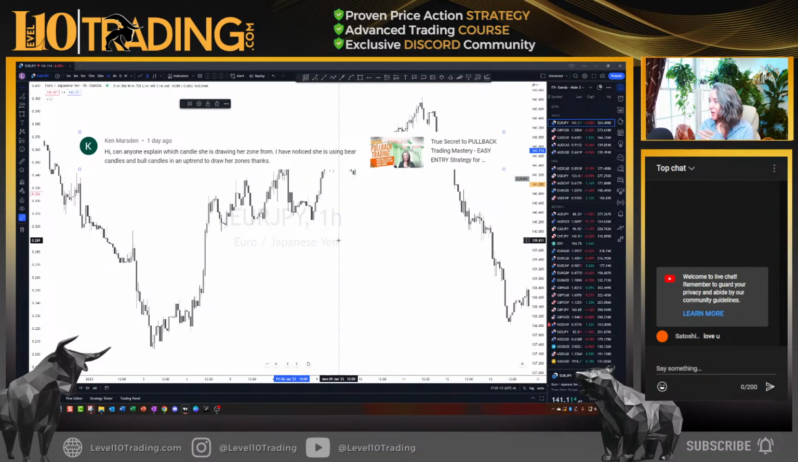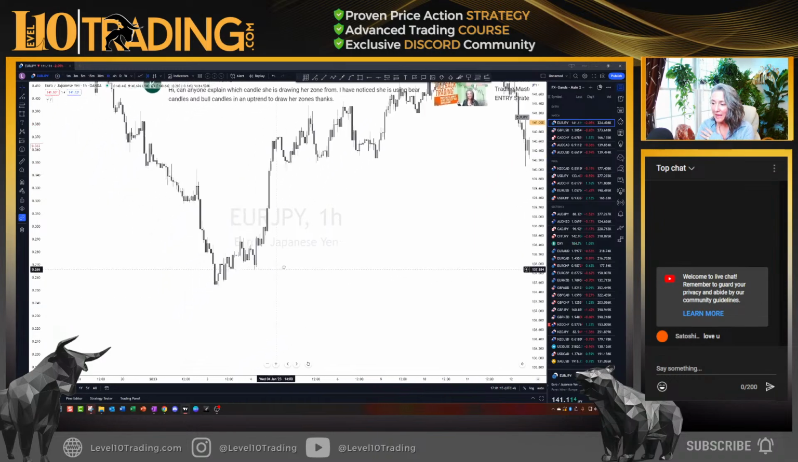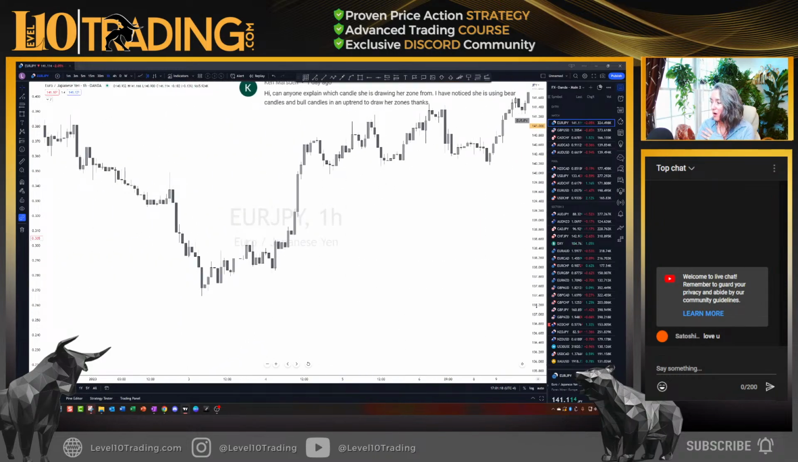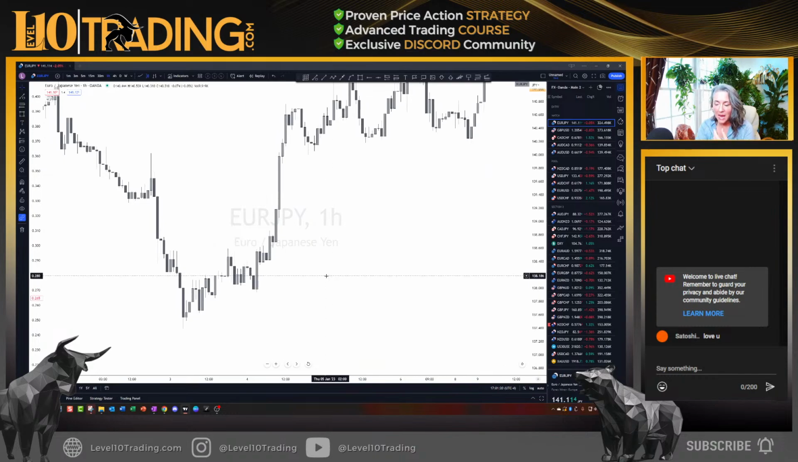If you're looking here, I'm on the Euro Yen, zooming in on an uptrend. When I'm drawing zones, I am only interested in the pullbacks. I am only interested when I'm trading in the pullbacks. So when price is trending, when a pair has price moving to the upside or pushing to the downside, I am interested in where price is pulling back.